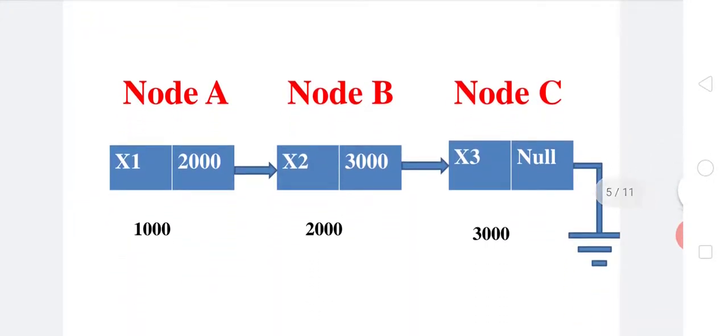Now see in the figure. The figure contains three nodes: node A, node B and node C. These three nodes are connected with each other. Every node has its own address. Node A has address 1000, node B address is 2000 and node C address is 3000.